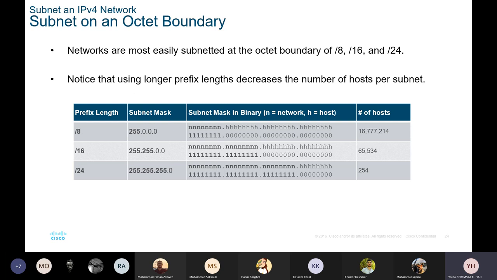With slash 24, the subnet mask in decimal version is this. Here we have the first 3 octets for the network address, and the last octet is for the host. 2 to the power 8, because we have here 8 positions in the octet, is 256. The first one with zeros is for the network address altogether. And the last one, all ones, 255, is for the broadcast. So the useful addresses that we can have in such addressing is 254.